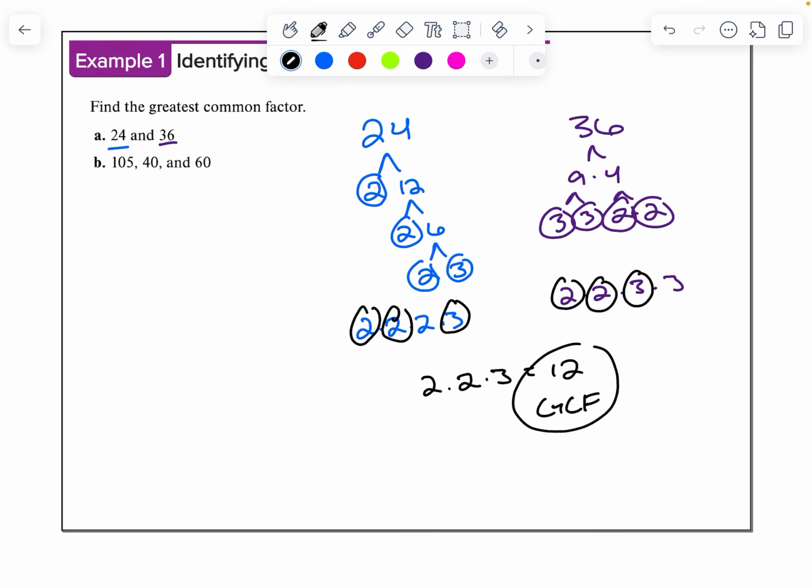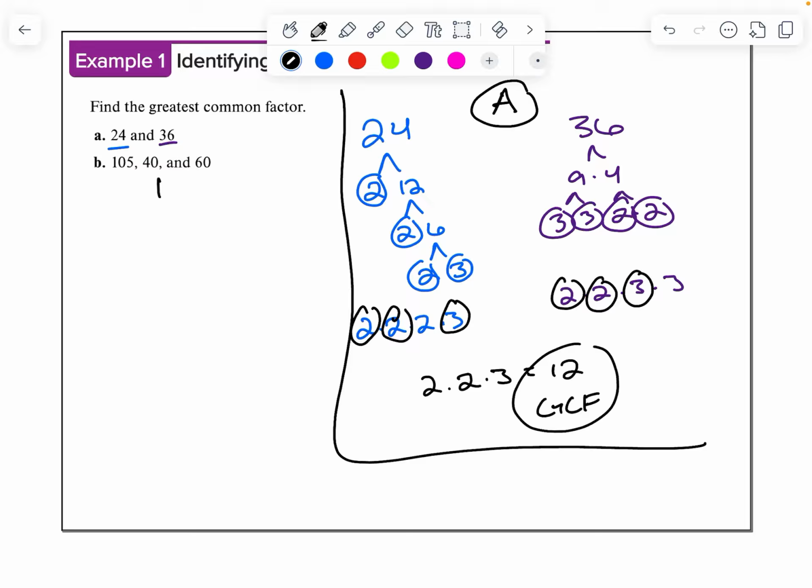Let's try B here. 105, 40, and 60. So I'm going to block this off. This was A. Now for B, I'm blocking it off so I can use the same colors here. 105. What can I divide 105 by?